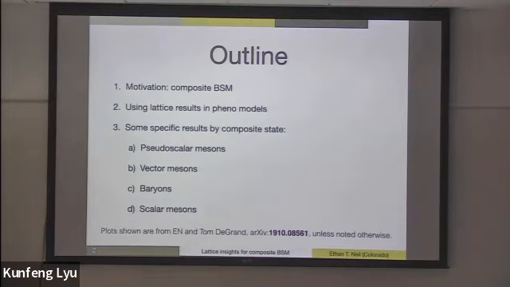After the motivation, I'll make some general remarks on how lattice results should be used as phenomenological models, because there's a little bit of a language barrier in the way that people describe things, if you're doing pen and paper pheno or if you're doing a lattice calculation. And then I'll go over several lattice results. I organize things by type of state: pseudoscalar mesons, vector mesons, baryons, and then scalar mesons. All the results shown are going to be from a paper I wrote with Tom DeGrand, unless I note otherwise.